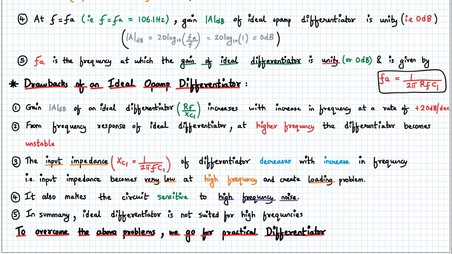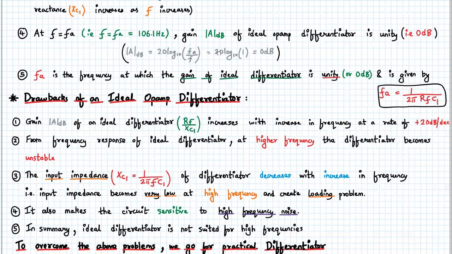So at higher frequencies, the gain of the op-amp is unstable. Secondly, at higher frequencies also, the circuit is sensitive to high frequency noise. In summary, the ideal differentiator is not suited for high frequencies. To overcome the above problems, we go for a practical differentiator circuit using op-amp. I hope that these points are clear.